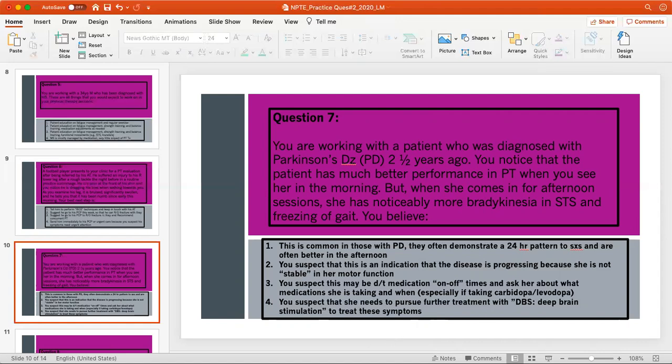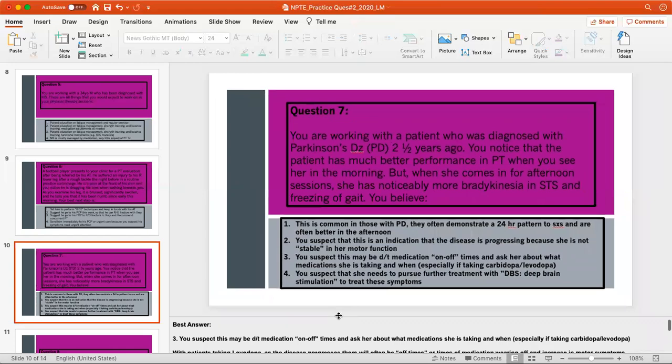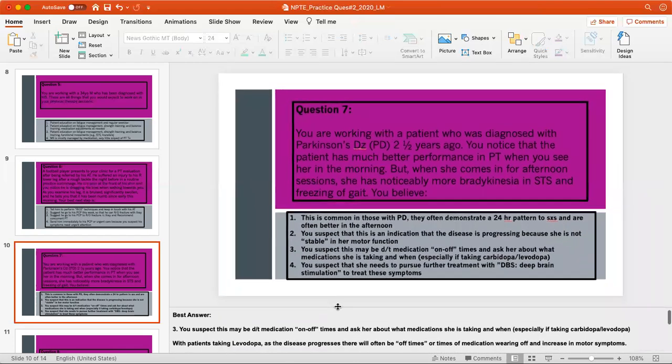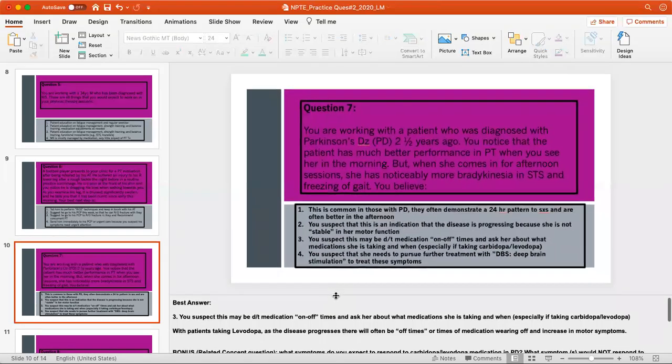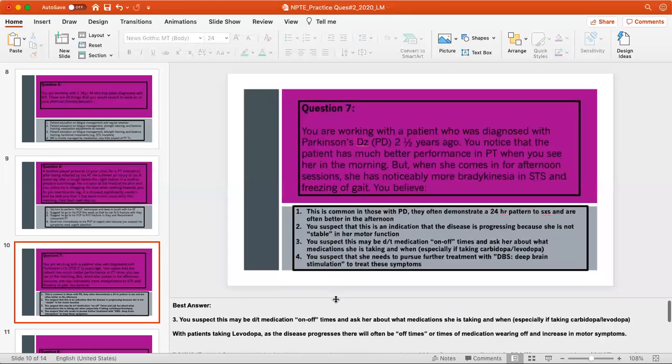Yeah. Absolutely, you got it. So it doesn't necessarily mean the disease is progressing. A 24-hour pattern, not necessarily. You suspect that this may be due to a medication on-off time. Even though you can't make recommendations on medication, you do want to know how it's affecting her. And so it's appropriate. You can ask her about what she's taking and when to give you an idea of hypothesizing whether it is kind of an on-off phenomenon.